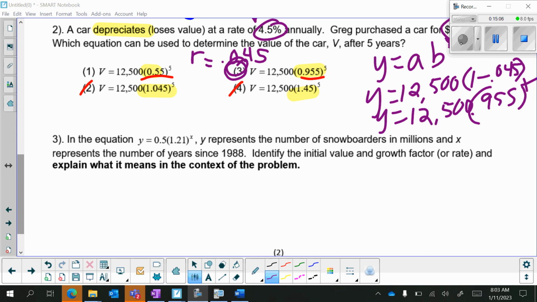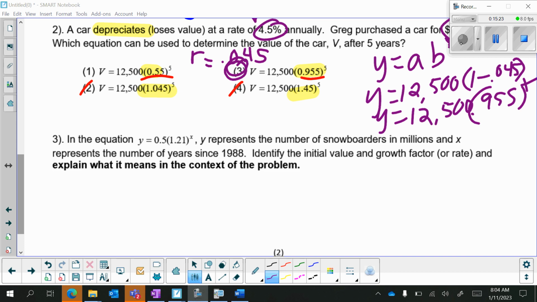Now let's go on to number 3. In the equation, y represents the number of snowboarders in millions and x represents the number of years. Okay, so y is the number of snowboarders in millions and x is years. Identify the initial value and the growth factor and explain what it means. So I'm going to give you a second to think about it.